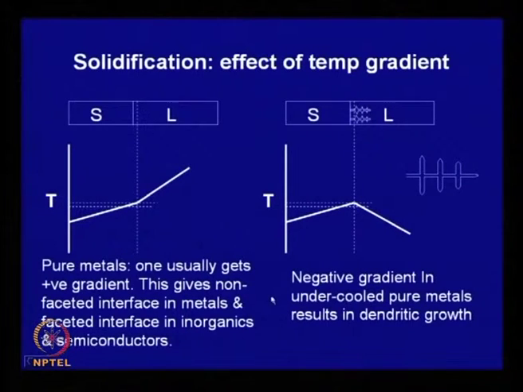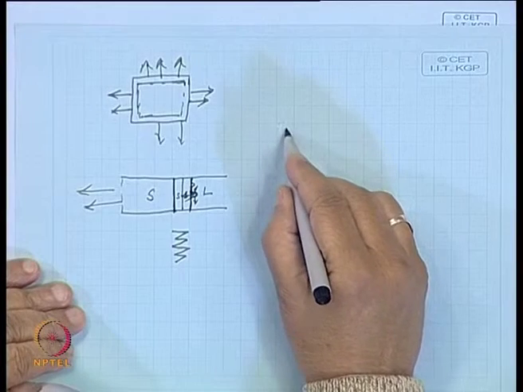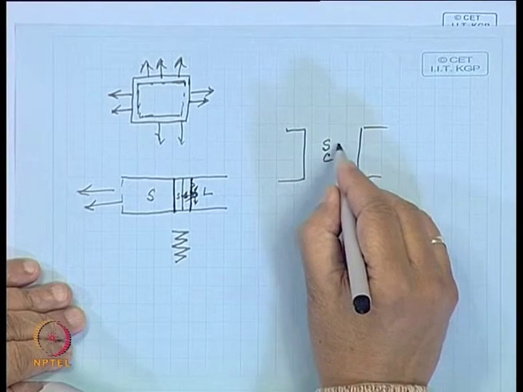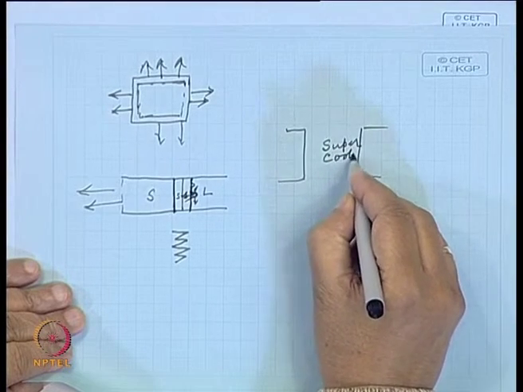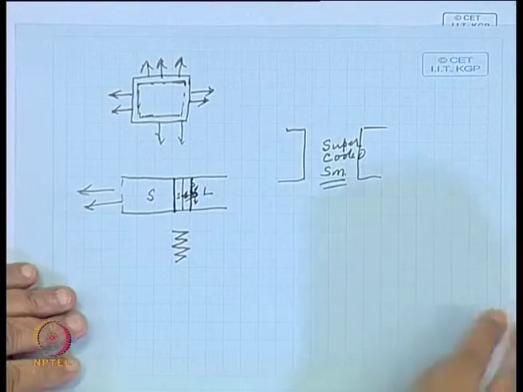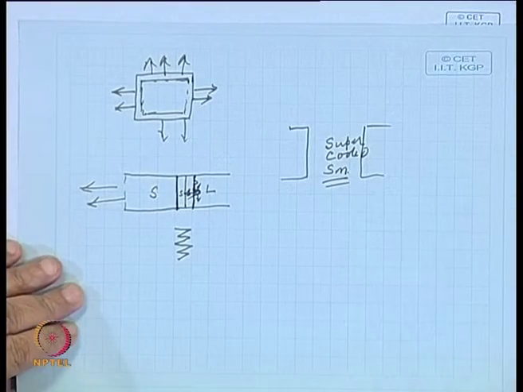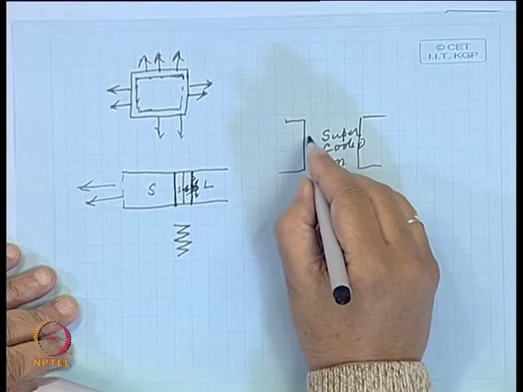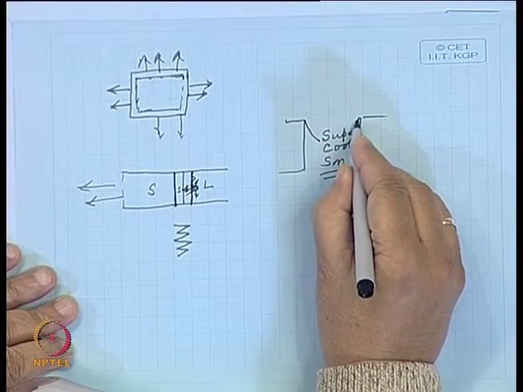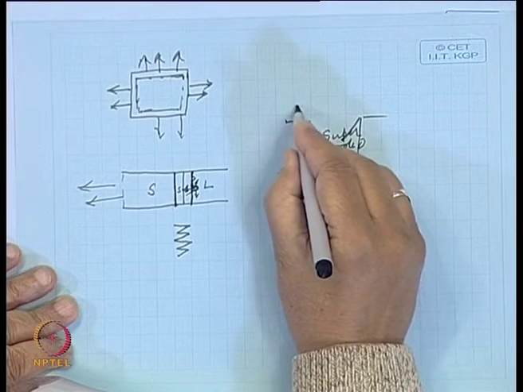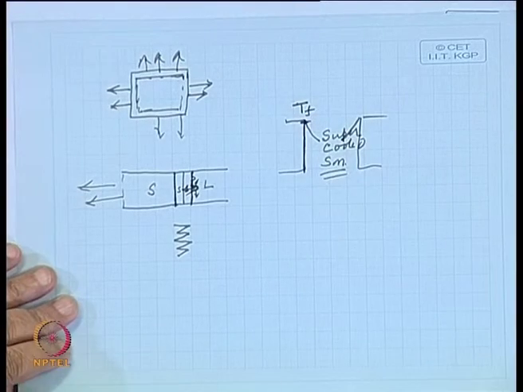Now, it is also possible to maintain a negative gradient, which is a little difficult. You can visualize, suppose in a mold, you take a mold and you have super cooled, let us say tin. For solidification, it is necessary to have some amount of super cooling. In this case, it is possible to maintain a temperature gradient. So it is super cooled, and when solidification starts, the temperature goes up. So here you will have the temperature maybe like this. This is the temperature, and you can say this is the freezing temperature of that metal.